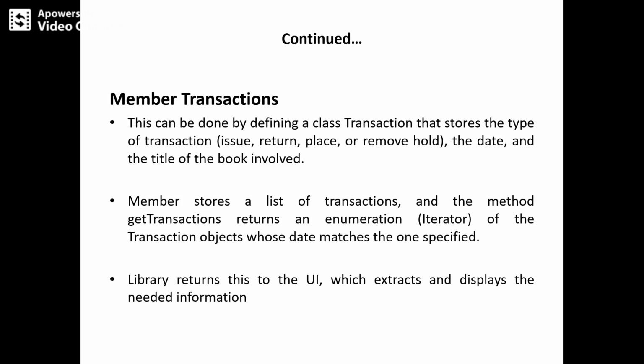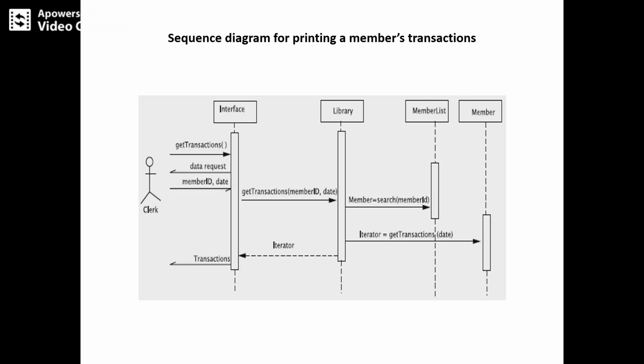So the library class finally returns to the UI, the user interface, which extracts and displays the needed information in front of the clerk, and then the member, who is the customer, can get all the details about the transactions. So this is the sequence diagram for member transaction, where all the details will be printed.